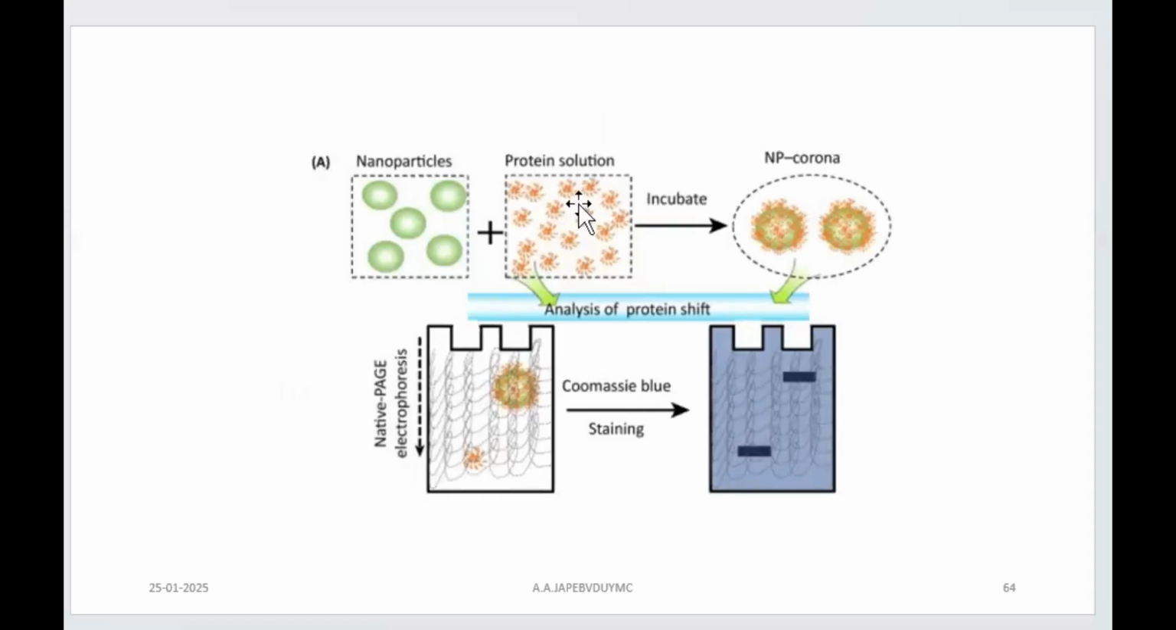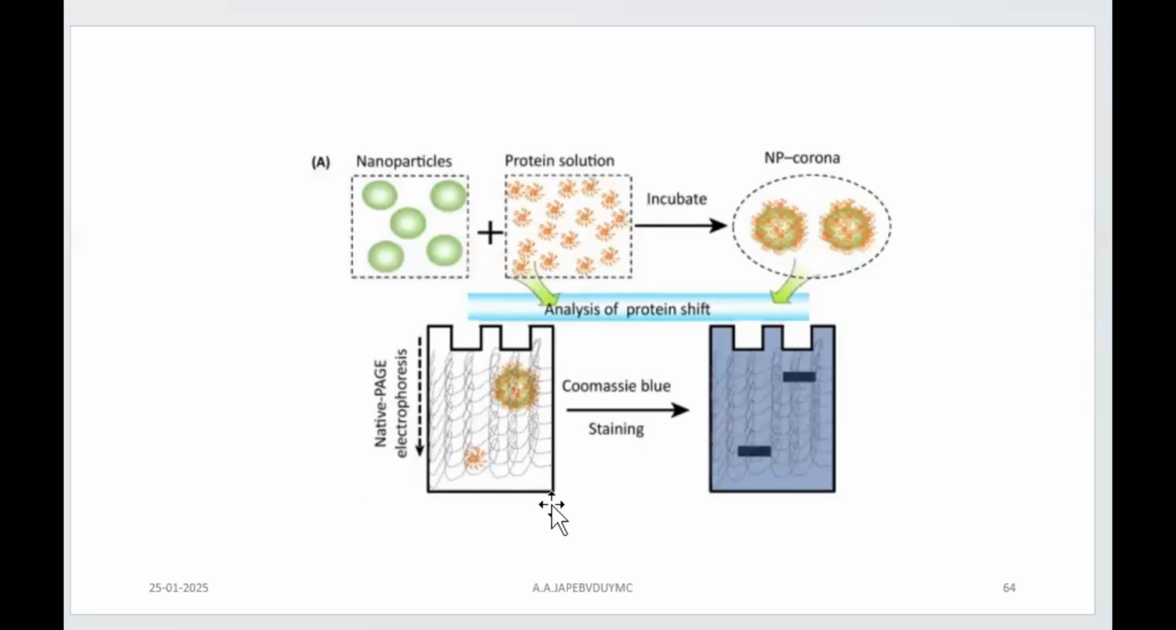So when they are mixed, this is the target protein against which this drug molecule is designed. These are going to be put together and incubated, right? And analysis of protein shift is what you are going to do. That means you are going to do electrophoresis, and in one well you are going to put protein alone, and in another one you are going to put the protein which is complexed with the drug molecule present in the nanoparticle, right? Electrophoresis is allowed to go. Native PAGE electrophoresis you are seeing here.